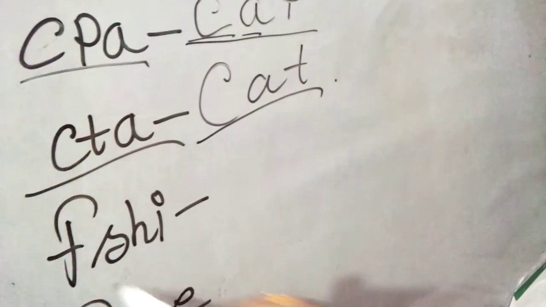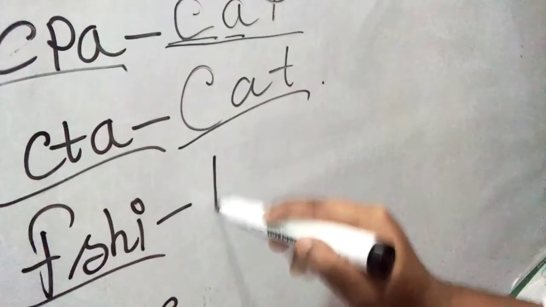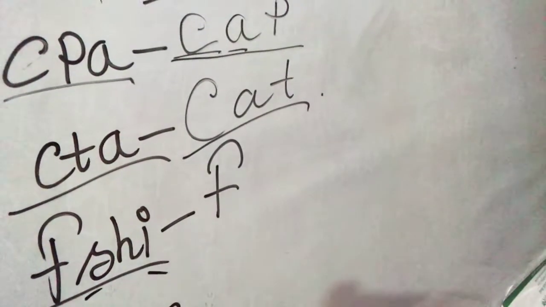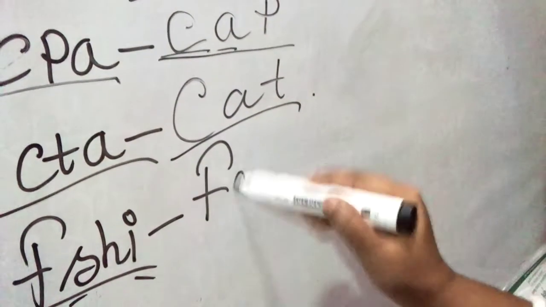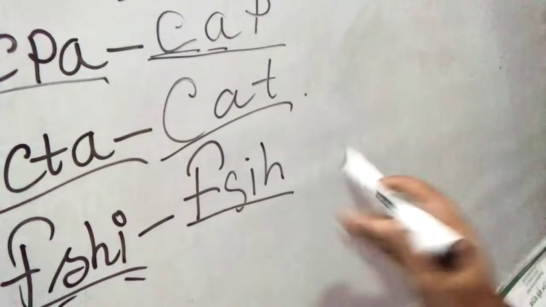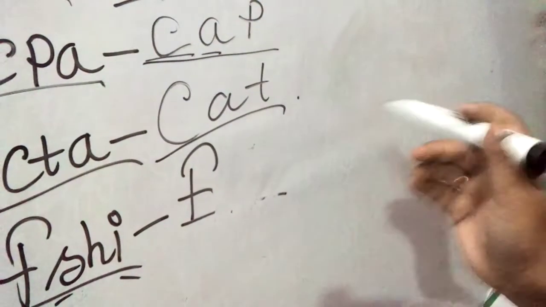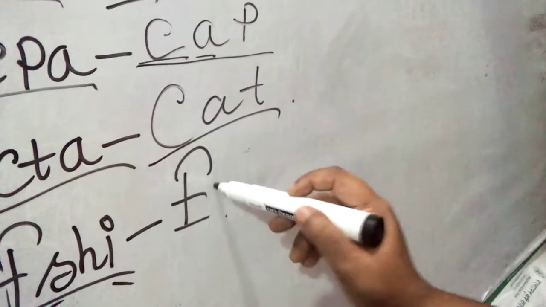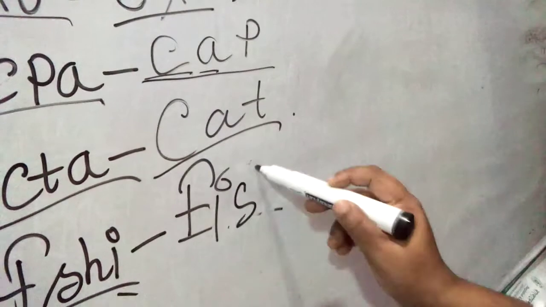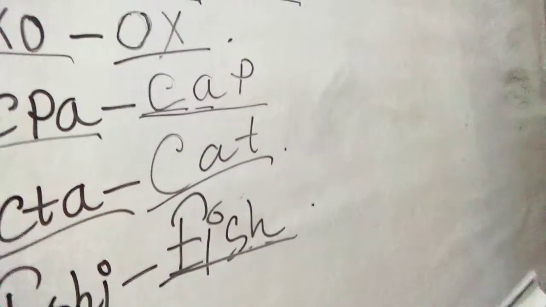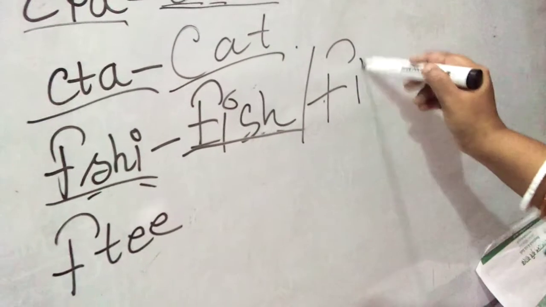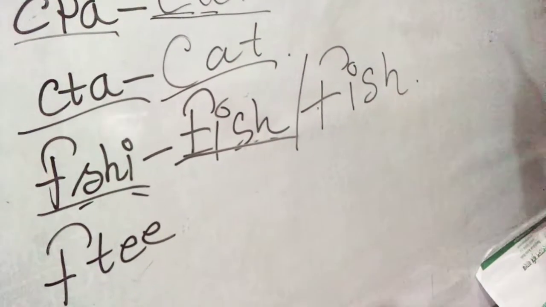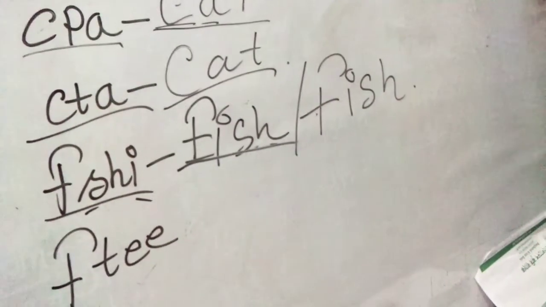Now FSHI. If I put F here, fishy, no. But if I put SIH, fizzy, no, there's no word like fizzy. If I put I in the middle, then S, then H, what does it become? It becomes fish. I'm writing it more clearly. FISH, fish. Fish curry. We all love to eat fish curry.